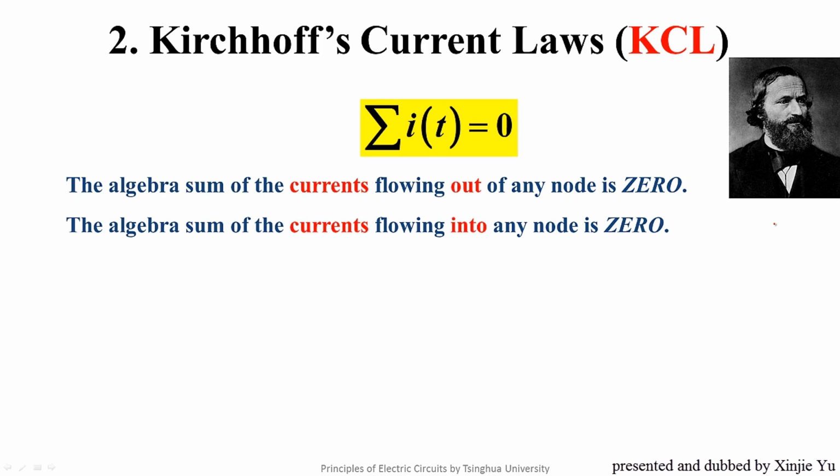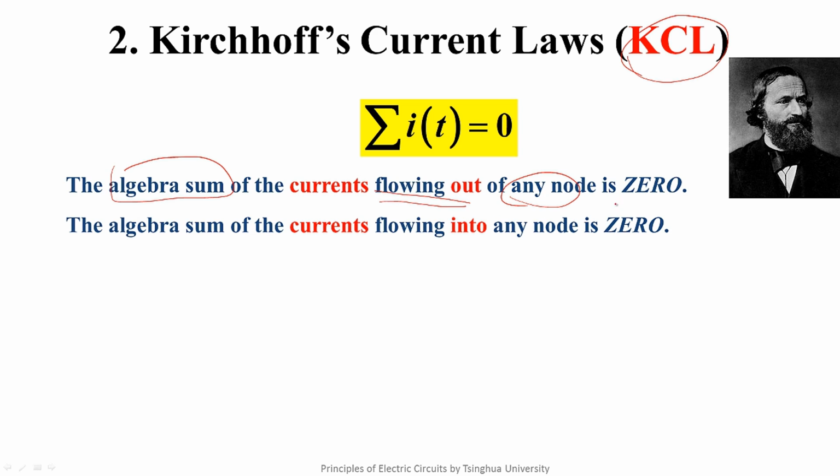Then we discuss one of the most important contents in this lecture, that is Kirchhoff's current law, KCL. Kirchhoff's current law can be represented in two ways. One way is that for any node, the algebraic sum of the currents flowing out of the node is always zero. It can also be expressed as the sum of the currents flowing into the node.